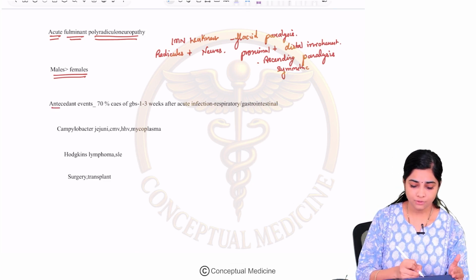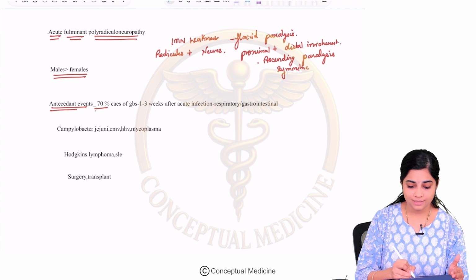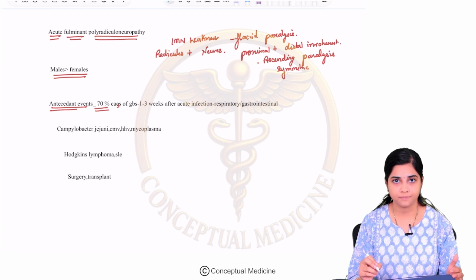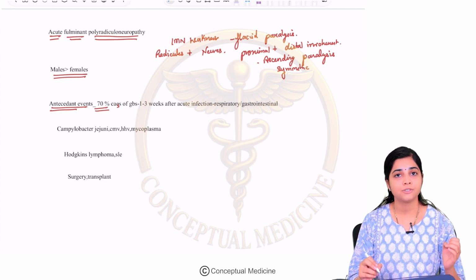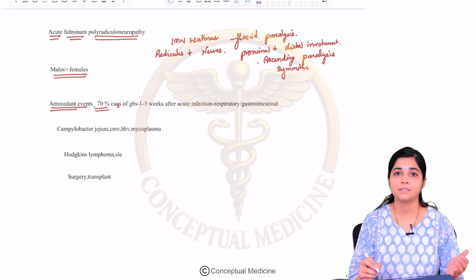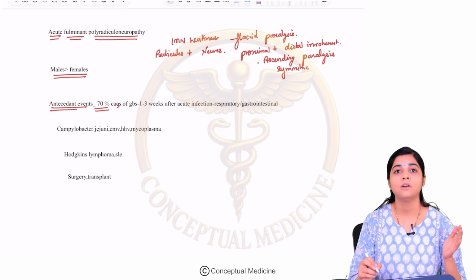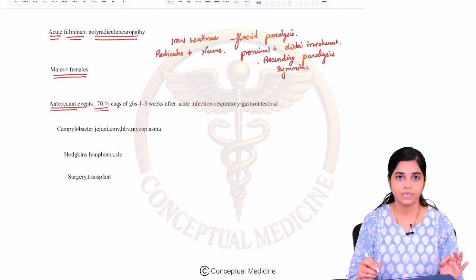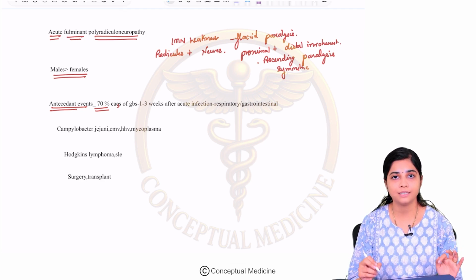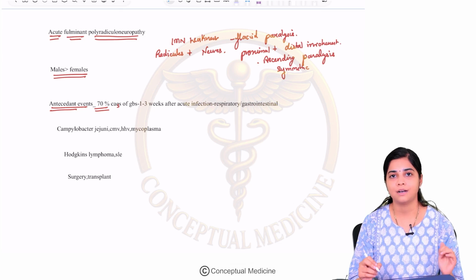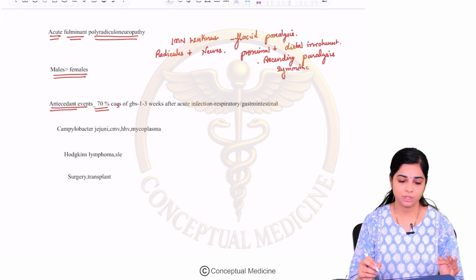GB syndrome has antecedent events in 70% of the cases. So there are antecedent events which can trigger your GB syndrome. GB syndrome, similar to many other disorders like myasthenia gravis or multiple sclerosis, is also an autoimmune disorder, and hence it also has a trigger. So antecedent events are acting as triggers for GB syndrome.